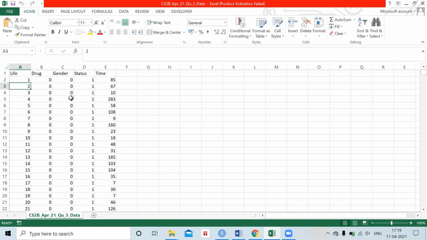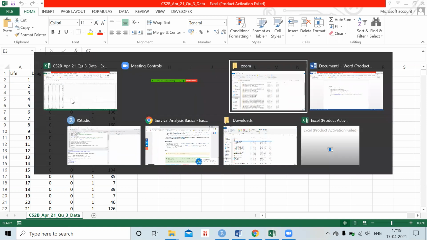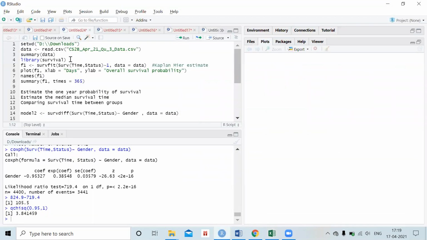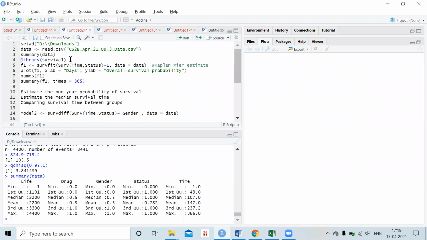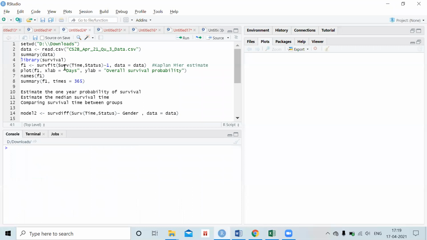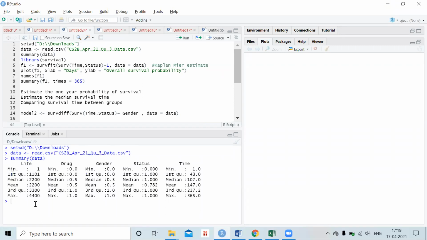So this is the data set which has been provided: live, drug, gender, status, and time. I've imported this data set into my R, and once I imported it, I took a summary to see that the data set is of 4400 rows. So there are 4400 lives which are being examined.